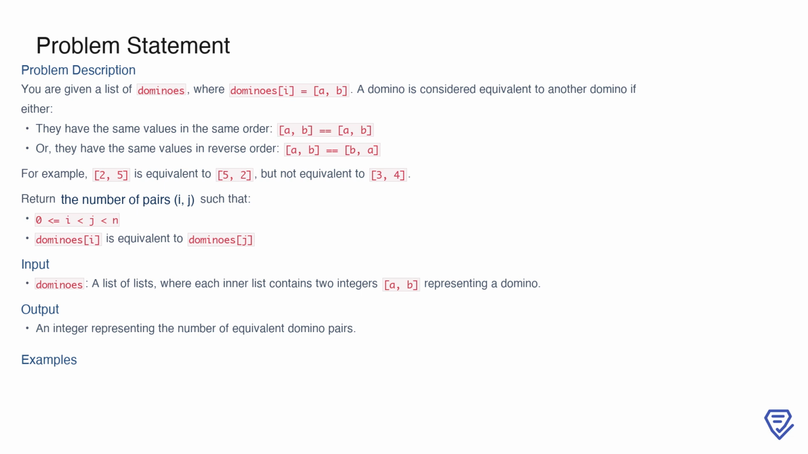The goal is to count how many pairs of dominoes in the input list are equivalent based on this rule. To clarify, we are looking for pairs of indices i, j, such that 0 ≤ i < j < n and the domino at index i is equivalent to the domino at index j. The input will be a list of these dominoes, and the output will be a single integer representing the total number of such equivalent pairs.